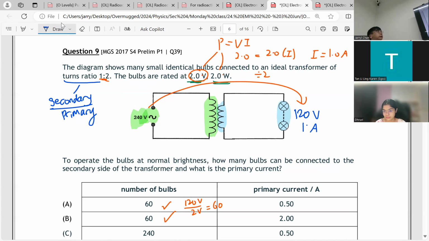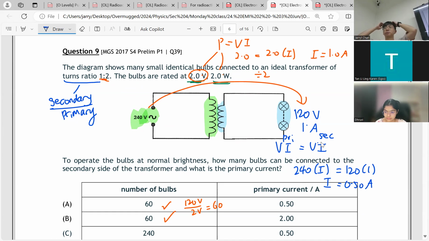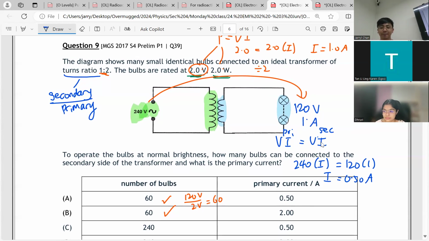If you manage to successfully calculate this, I think you will be fine. It's the last step to this. The power in primary equals to power in secondary. So pretty much the VI equals to VI. This side is primary, this side is secondary. So 240 times primary current equals to 120 Y. Primary current equals to 0.5 amperes. We good with this? Answer A. Right.